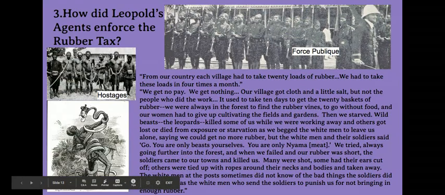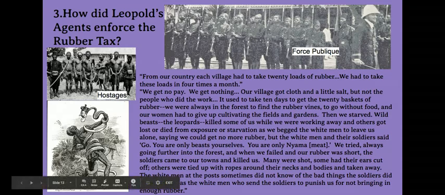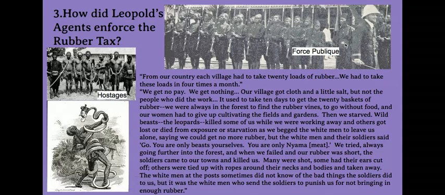This brings us to the rubber tax. How are you going to get the rubber out of the forest and into the boats? Leopold hired agents, Belgian men, to go around and enforce a rubber tax on villages throughout the Congo. The idea was to tax each village with an agent like this guy here, and he would hire a group of men like these here to be the force publique, to go around and force each village to pay a certain amount of rubber in tax each month or each 2 weeks or each period of time.